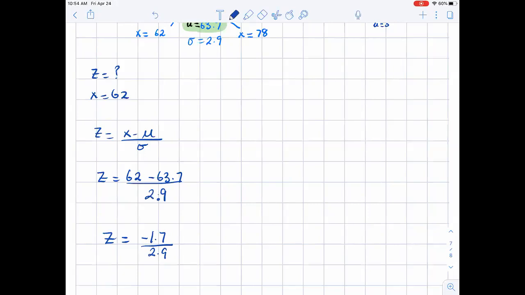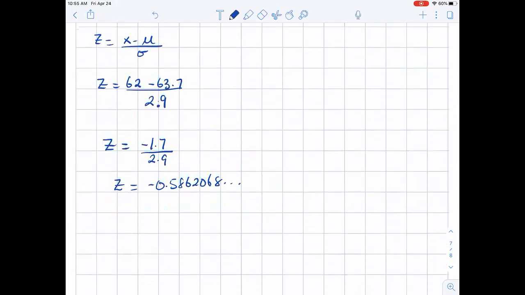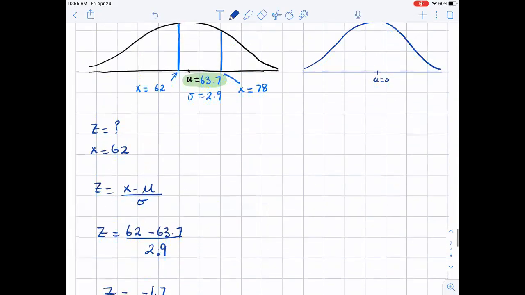So now Z is equal to negative 0.5862068, but your table can only look up two decimal places. So negative 0.59. You follow? So the value that you're looking up is Z equals negative 0.59.